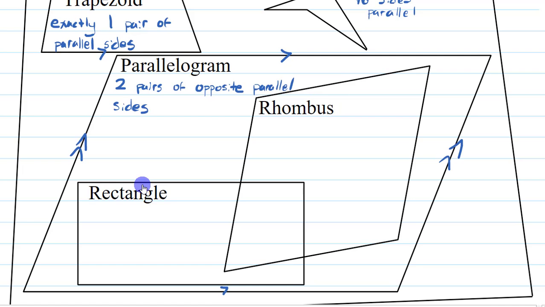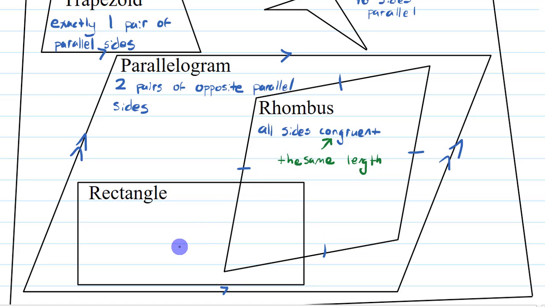Rhombus. This one is a little bit difficult because we're not too familiar with it, so I'll give us the definition. A rhombus: all sides congruent. And again, if you don't like the word congruent, you can say all sides the same length. Congruent is just another way of saying the same length. So let's make that on our note. This is the same length as this, which is the same length as this, which is the same length as this.